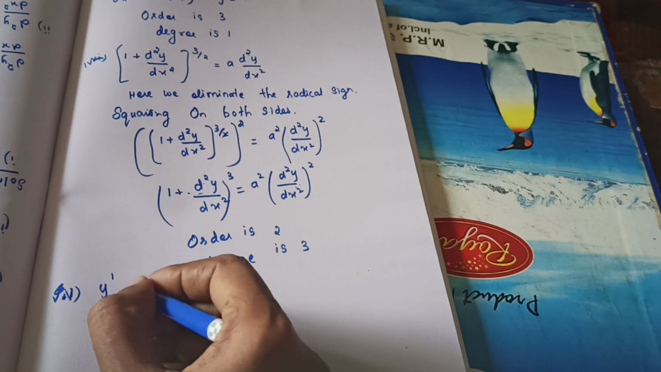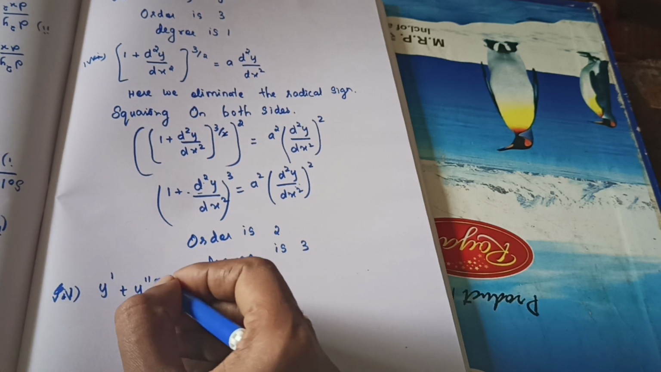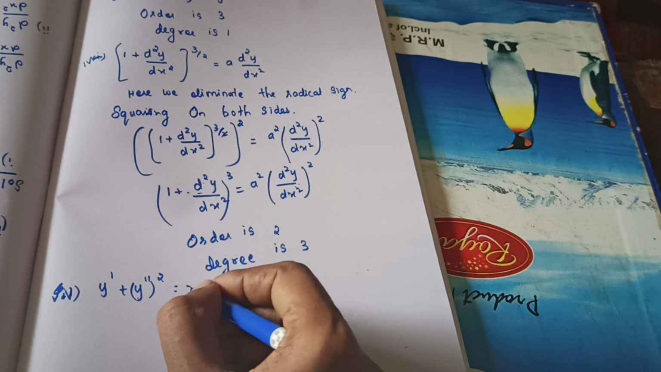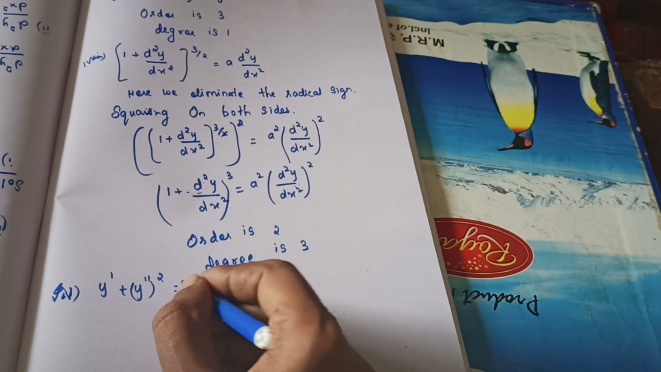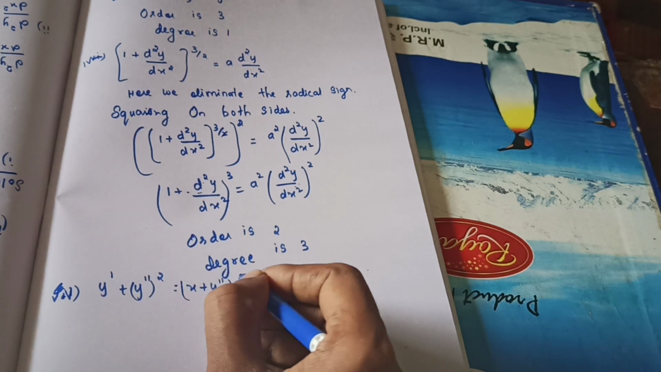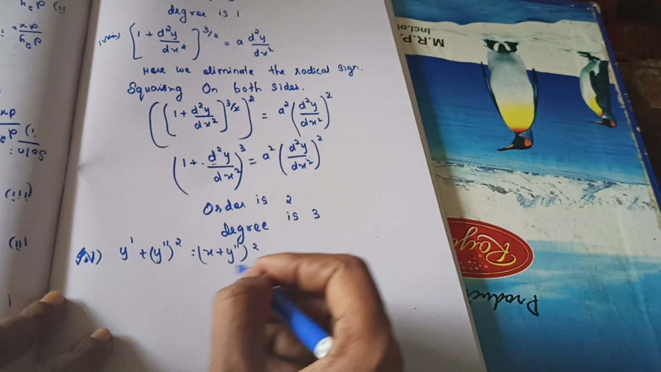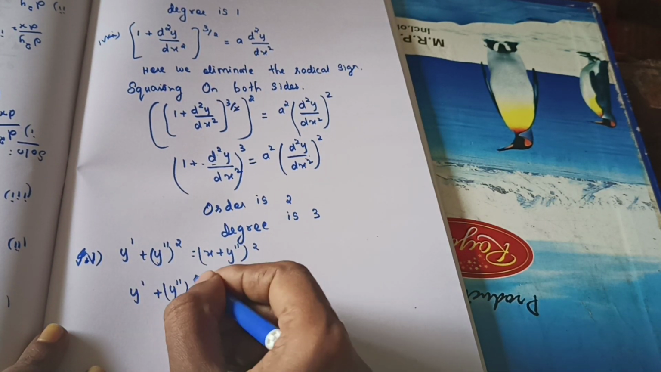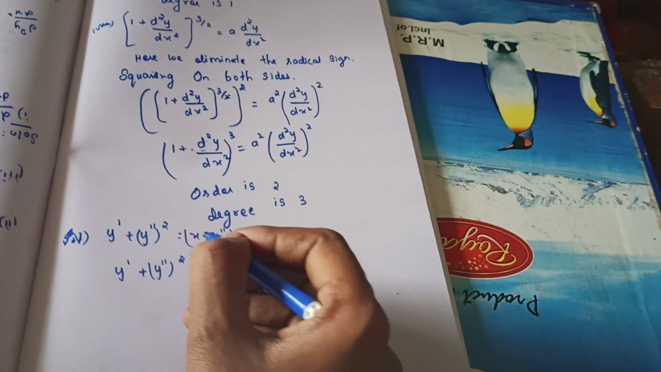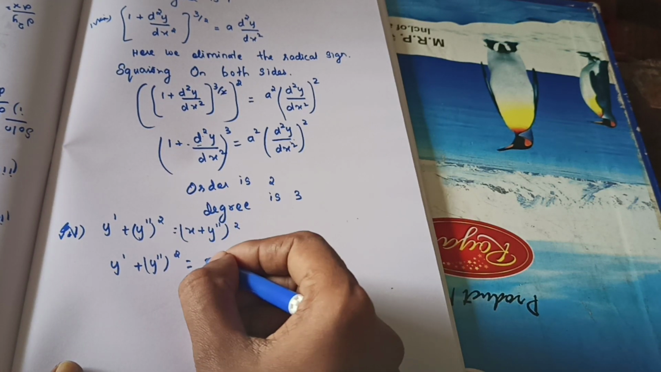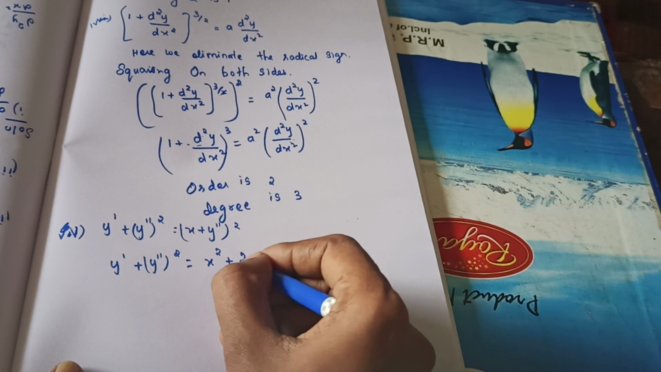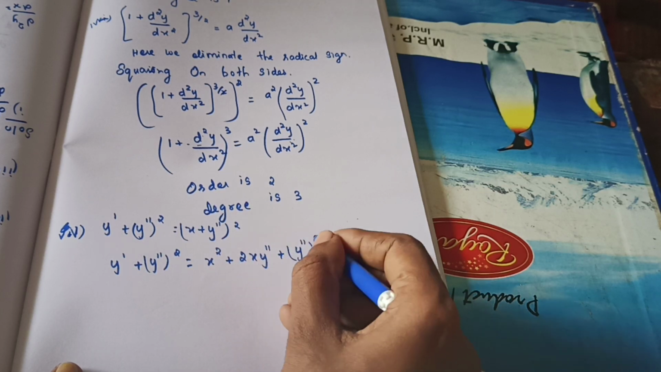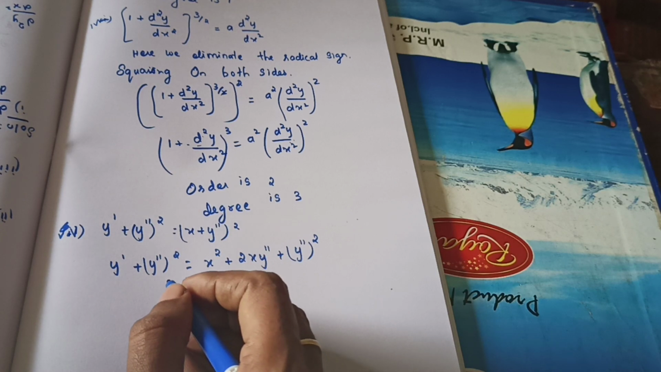y dash plus y double dash whole square equal to x plus y double dash the whole square. Okay. So first you need to expand this. That is y dash plus y double dash the whole square is equal to a plus b the whole square formula. What's the formula for a plus b the whole square? a square plus 2xy double dash plus y double dash the whole square. Just I had expanded. Understand?